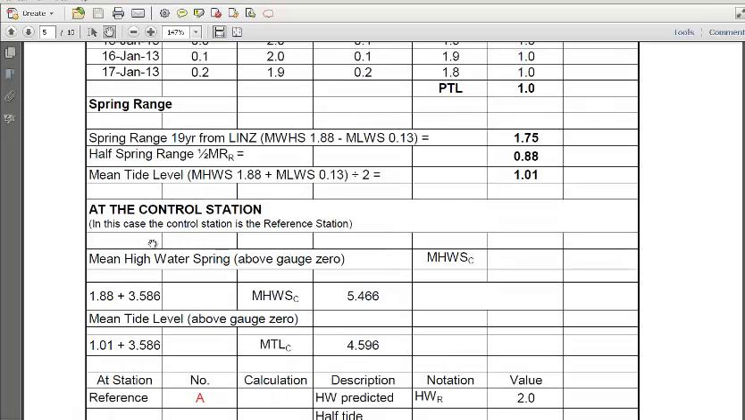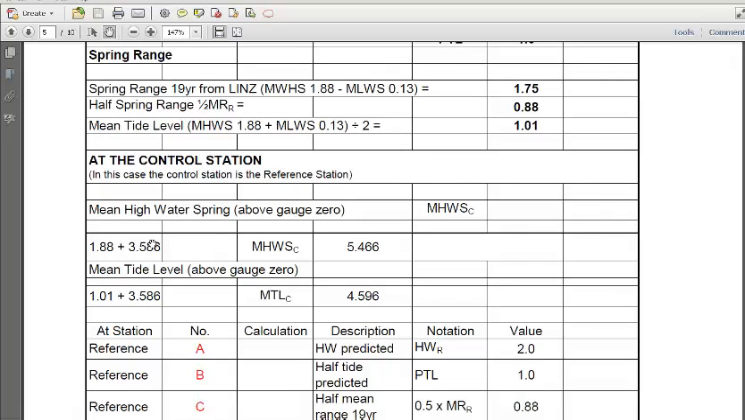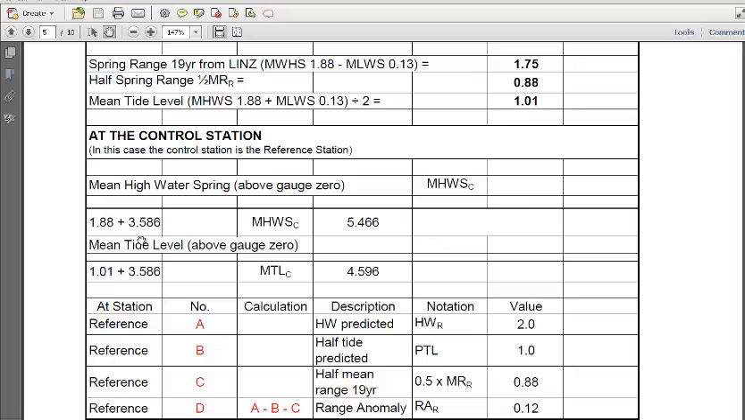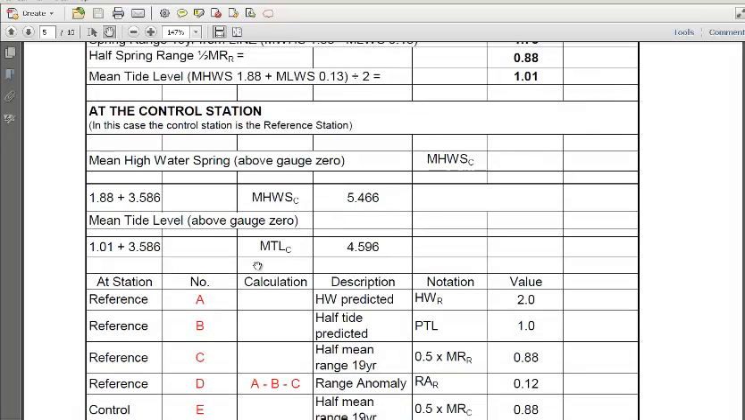Now moving on, we can go to our control station, and we're just following through some of the information. Mean high water springs is the 1.88 plus 3.586, which gives us mean high water springs at the control station, the 3.586 being the information that I obtained from Glen Rowe, and I've included at the front end of the document. Also, we now have the mean tide level above gauge 0, and again 4.596 using the information provided.